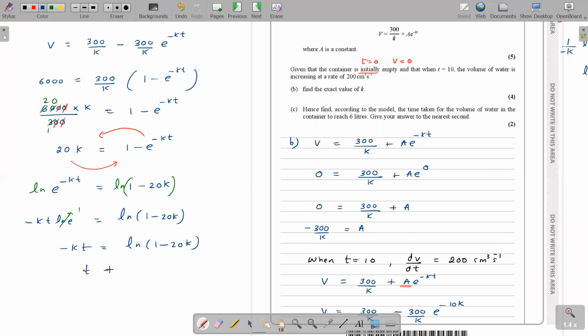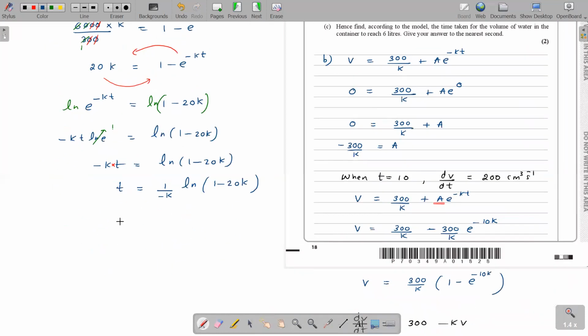Then let's make T the subject. Minus K goes to the other side as what? As a plus K? No, minus K is a multiplication. Therefore, it will go to the other side as a division. So minus K goes as a division: 1 over minus K times ln of 1 minus 20K. This is clear? Now let's replace the K value with the answer we found. 1 over K value is minus, shall we use the answer we got at the beginning? Minus 1 over 10 ln 2 over 3. Are you all okay with what I'm doing?